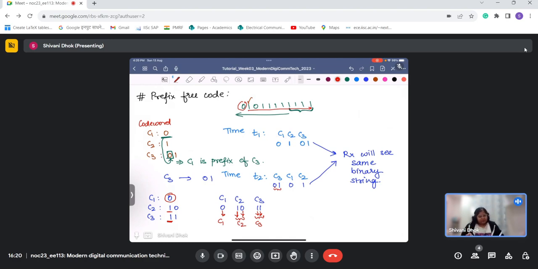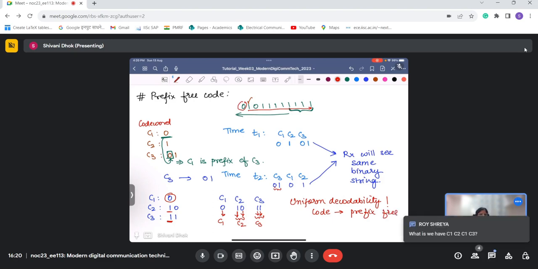So in order to have this unique decodability, my code should be prefix free. That is, no code word should be a prefix of another code word.